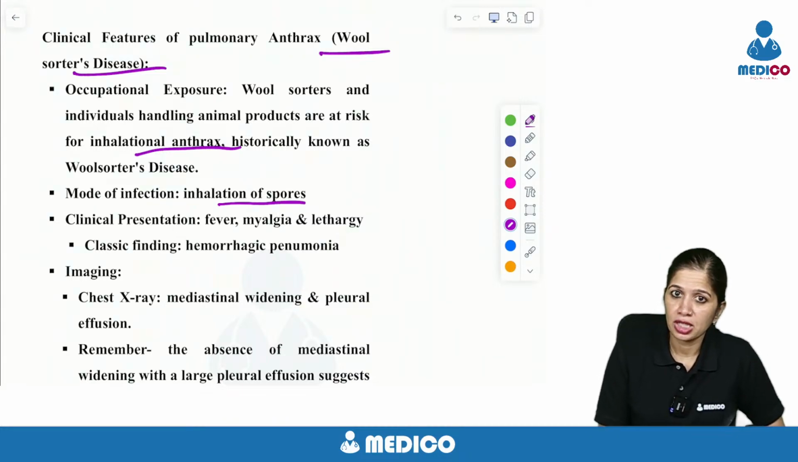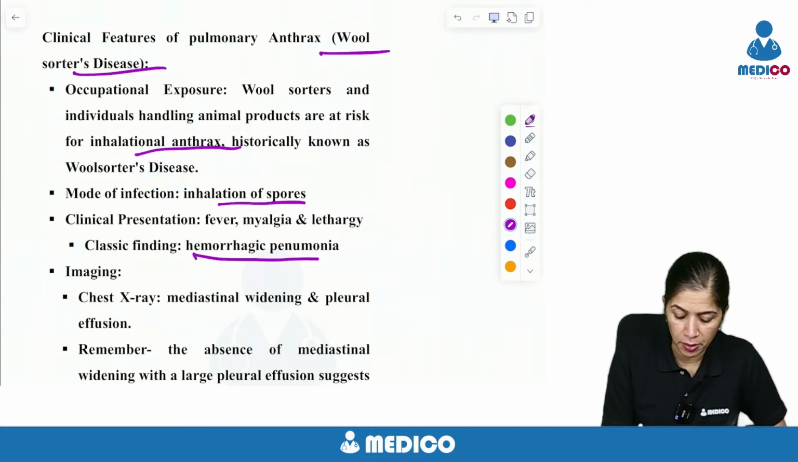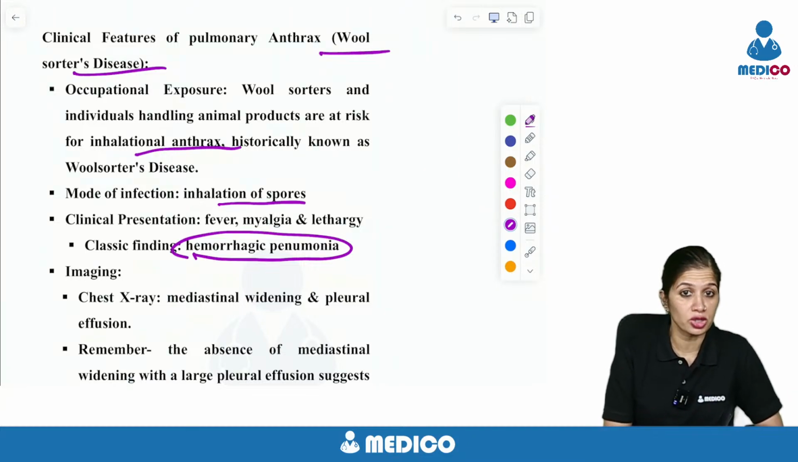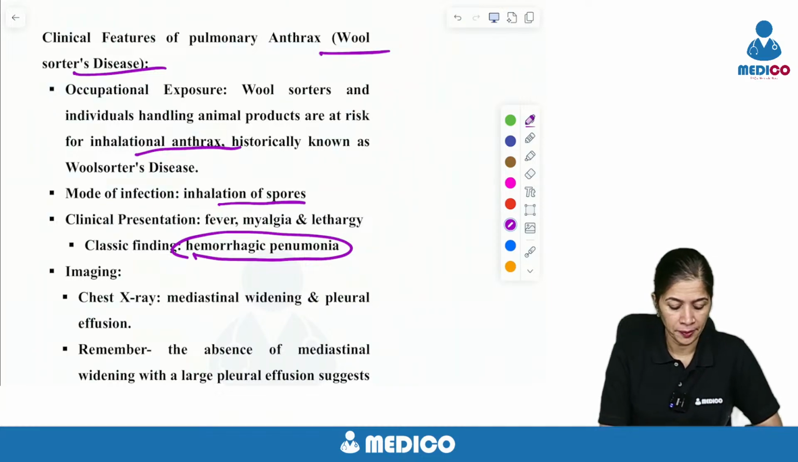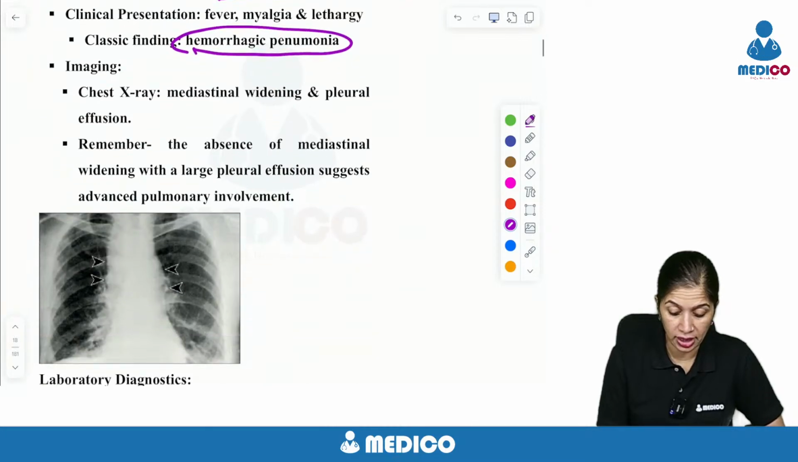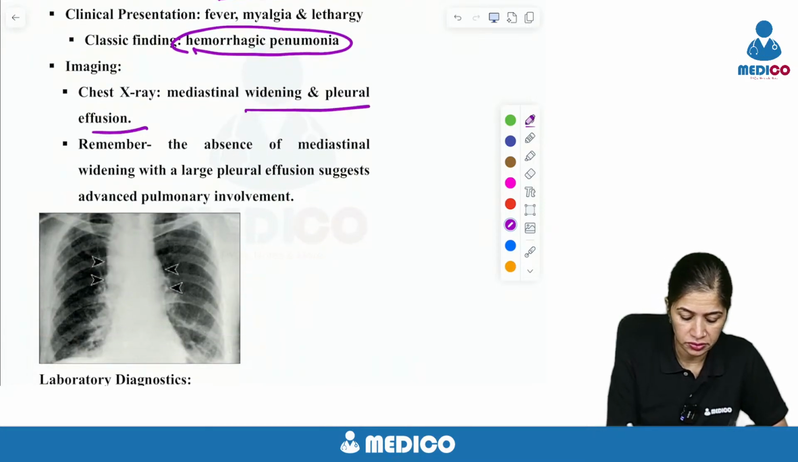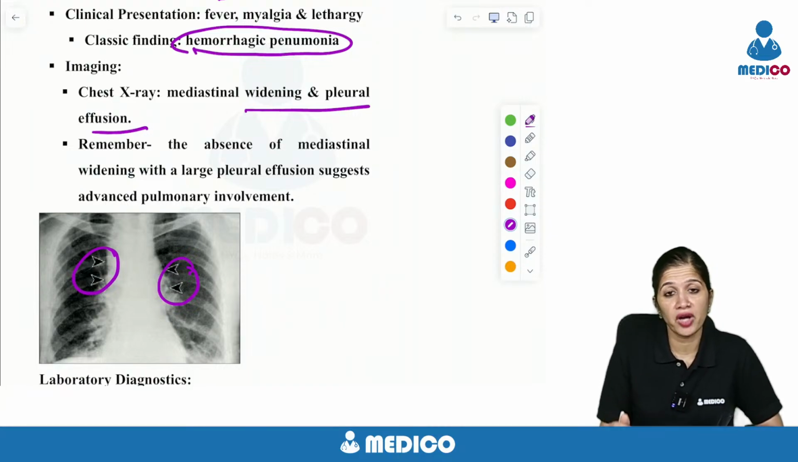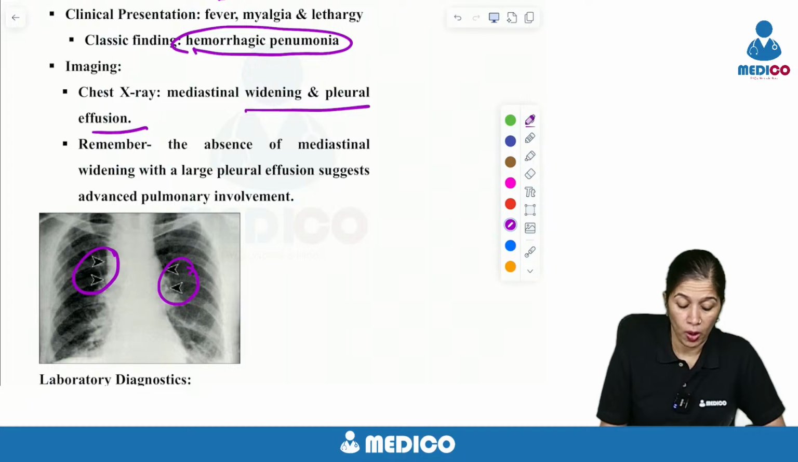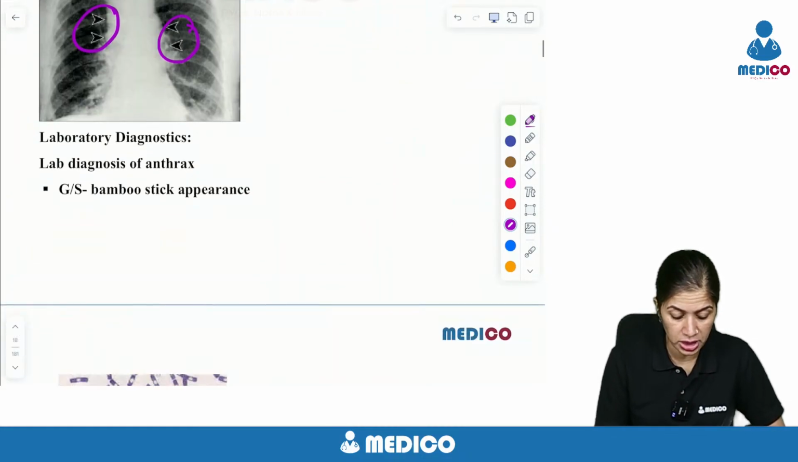So clinical presentation, remember only these two words, it is hemorrhagic pneumonia. It can present as a hemorrhagic pneumonia. The other one used to present as a black eschar. You remember that? Okay. Then imaging wise, if you look at a chest x-ray, you can see mediastinal widening and pleural effusion. So here you can make out this mediastinal widening. I hope you can see these black arrows here. The mediastinum has become widened. Okay, you can't make out much of a pleural effusion here, but in very advanced cases, you won't see the mediastinal widening, but there will be a large pleural effusion. So that should suggest advanced pulmonary involvement.